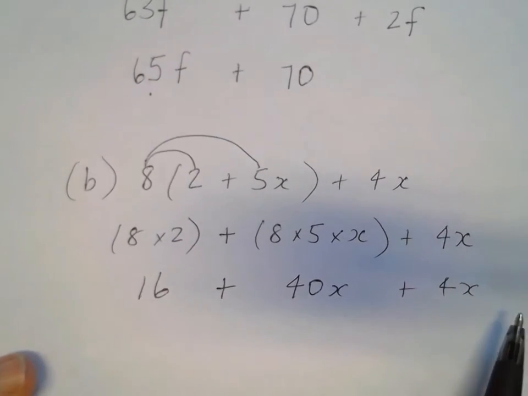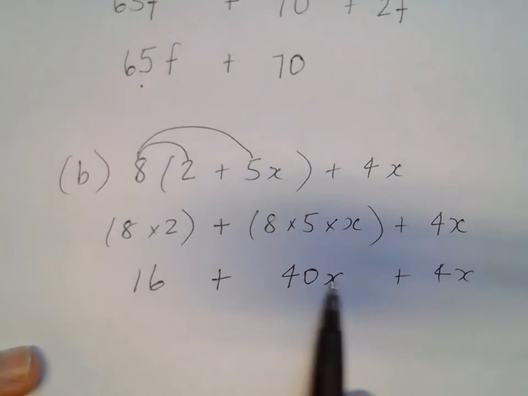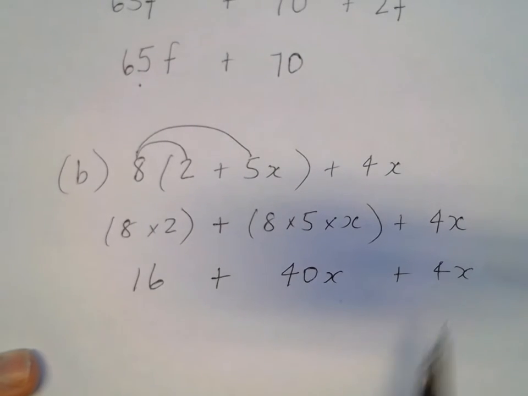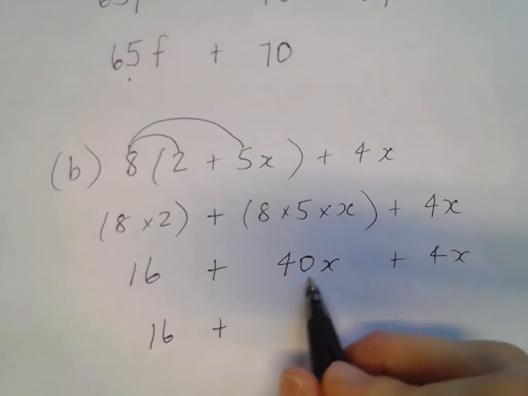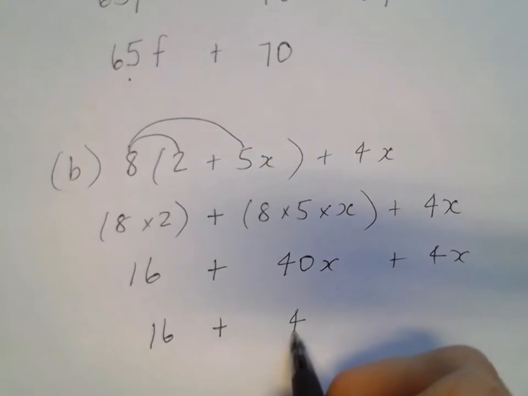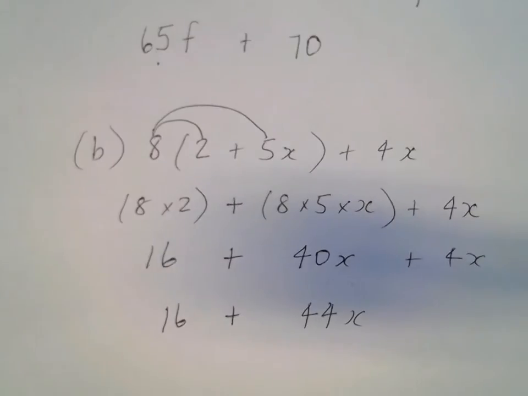So the last step here is to just group your like terms. 40x plus 4x can go together. Your 16 has to stay by itself because it's not like these two terms, but they can be grouped together.